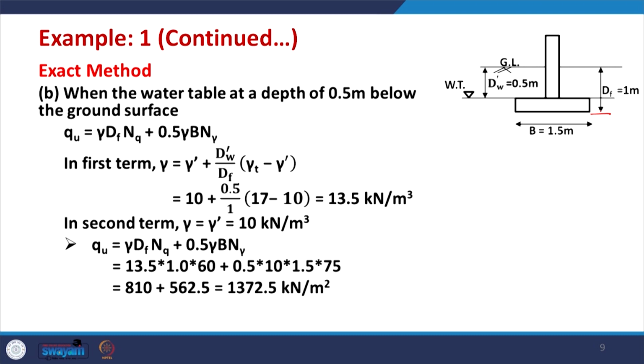So, in this case, because the water table rises above the base of the footing, both the terms will get affected. For the last term, the second term, the unit weight is gamma submerged, which is given as 10 kilonewton per meter cube.